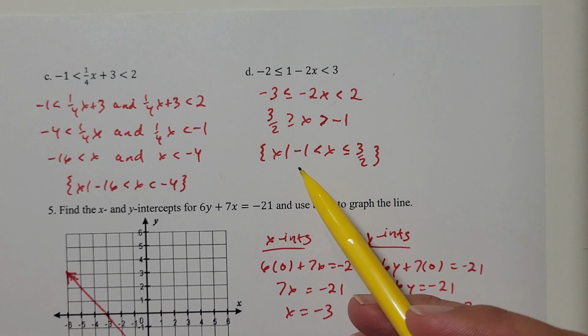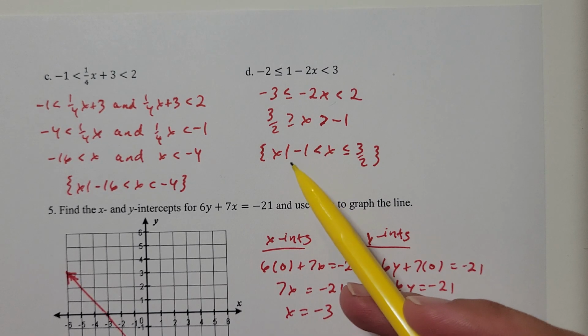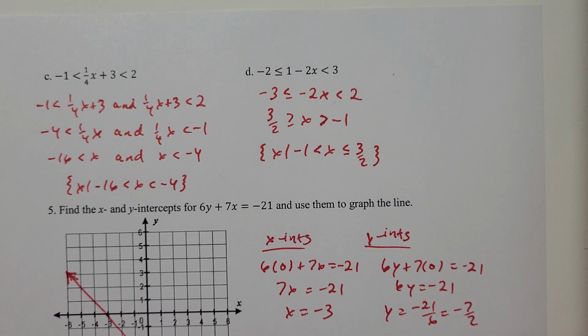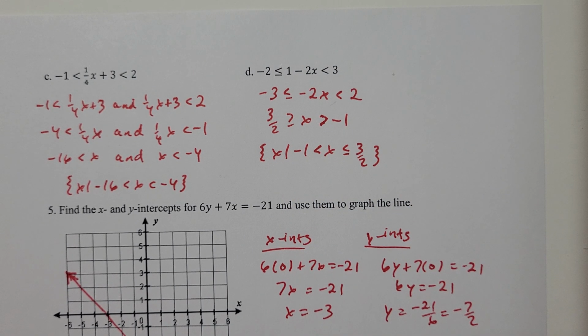So I'd have to say -1, comma 3/2. There'd be a parenthesis by -1 and a bracket by 3/2. Okay, either form is fine, set notation or interval notation.